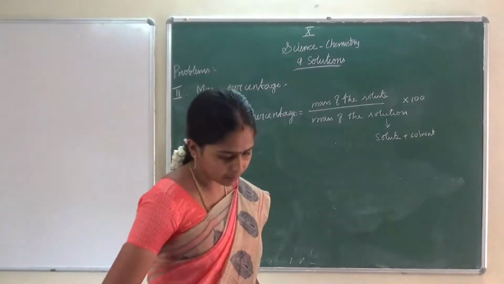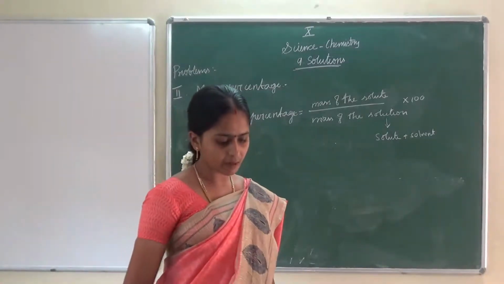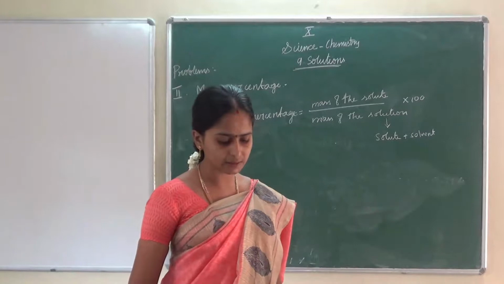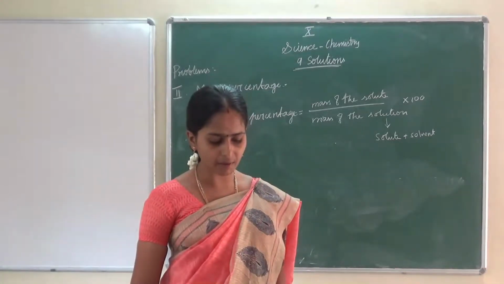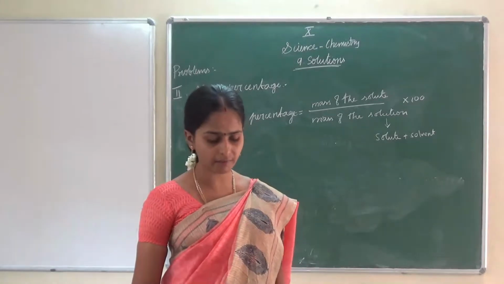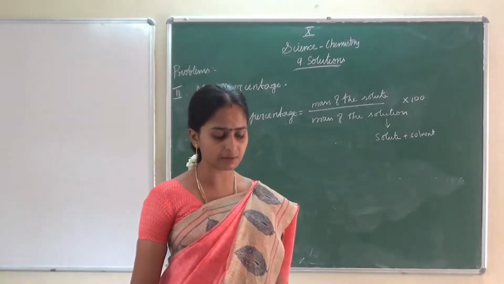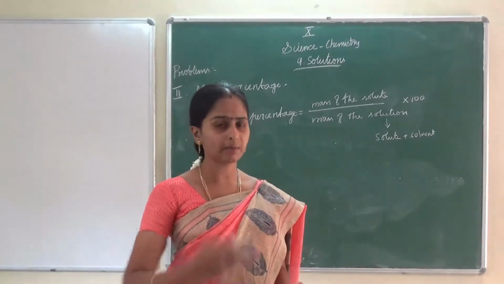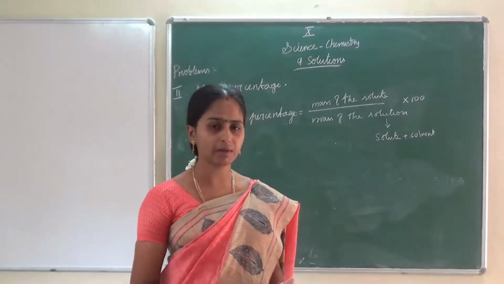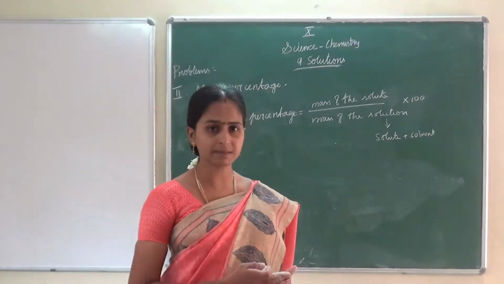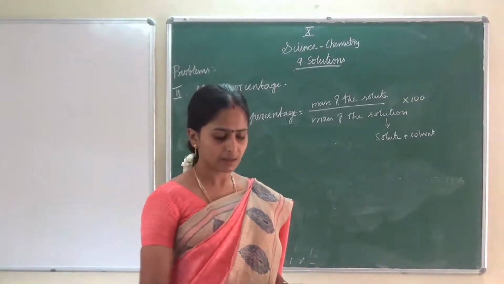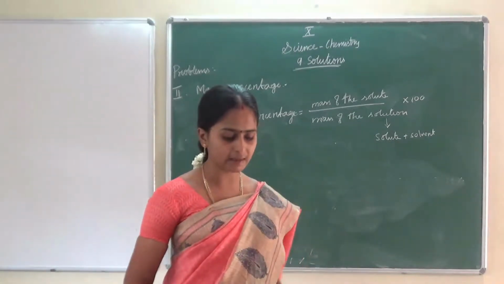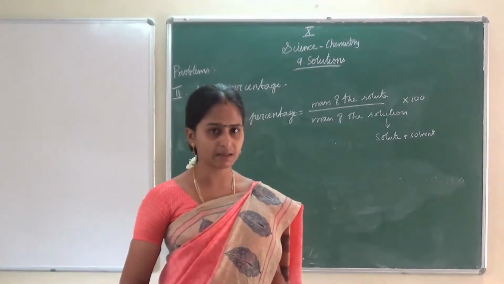Here is the next problem, the third problem. Find the amount of urea which is to be dissolved in water to get 500 gram of 10% W by W aqueous solution. When we see W by W, we use it for mass percentage. V by V means it is volume percentage. So indirectly they are asking us to find the mass percentage.